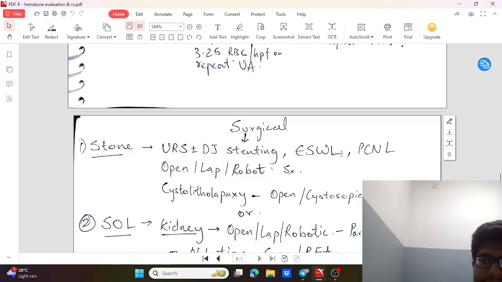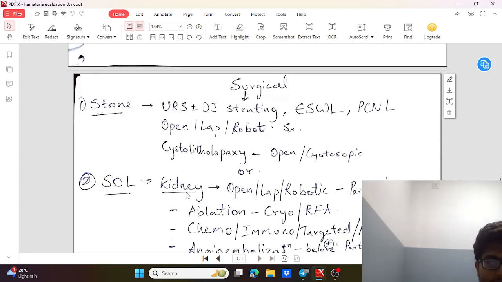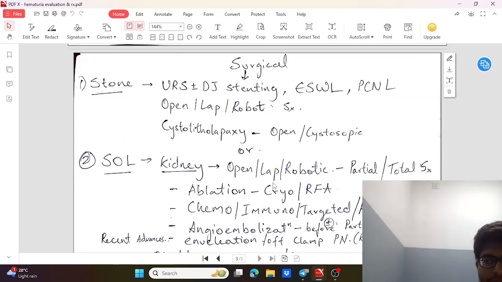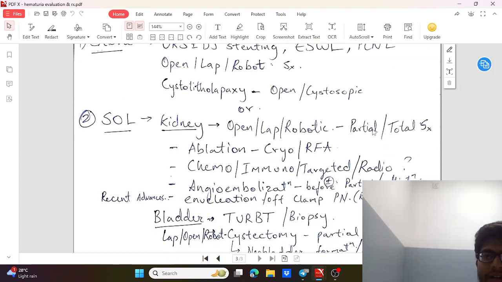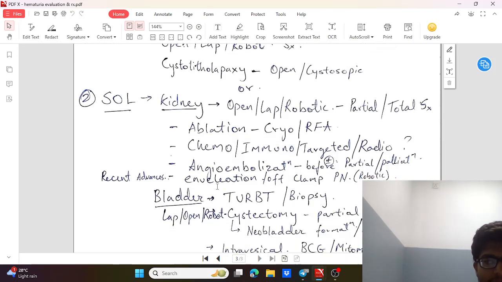Then ESWL, that is shock wave lithotripsy. Then PCNL, percutaneous nephrolithotomy. Then open, lap or robotic pyelolithotomy. Cystolithopaxy, that could be open or cystoscopic. For SOL in kidney, we can go for open, lap or robotic partial or total nephrectomy, ablation through cryo or radiofrequency ablation, chemo or immuno-targeted therapy or radiotherapy.